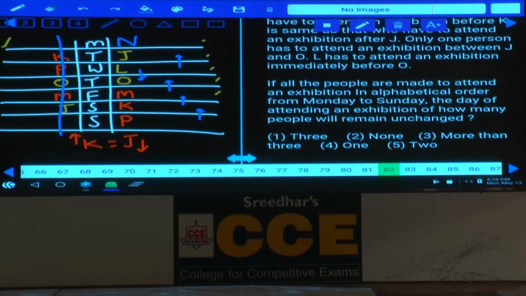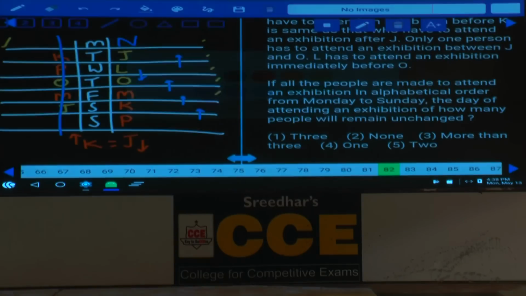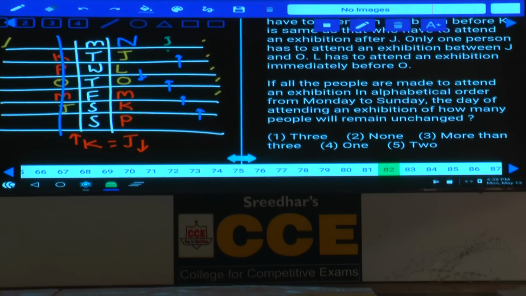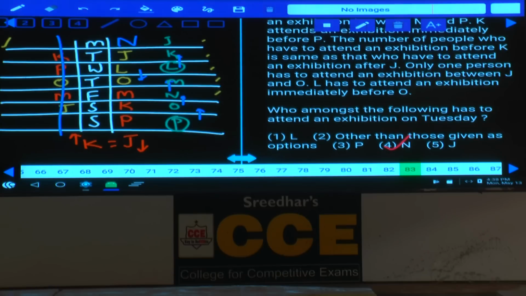Then 82, if all the people are made to attend an exhibition in alphabetical order starting from Monday to Sunday, then the day of attending the exhibition of how many people will remain unchanged? In alphabetical order, starting from what? J, K, L, M, N, O, P. Tell me how many persons remain at the same place? L and P, the 2 persons remain at the same place. That is choice 5, 2. The next one, question number 83.